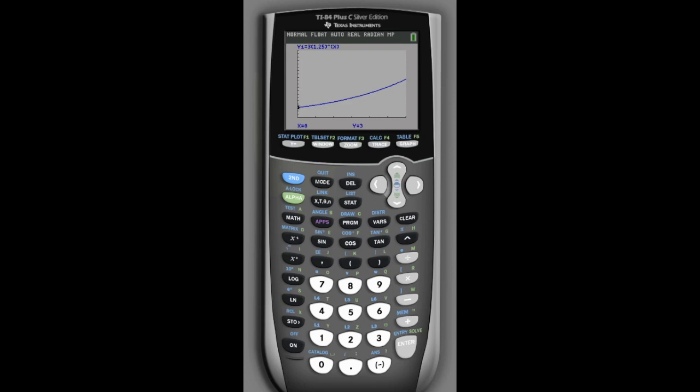Okay, now, I could have figured that out without using the calculator, because I know that the y-intercept is going to be the same as the a value. So the y-intercept is going to be 3 height. We're starting with an initial height of 3 centimeters here.